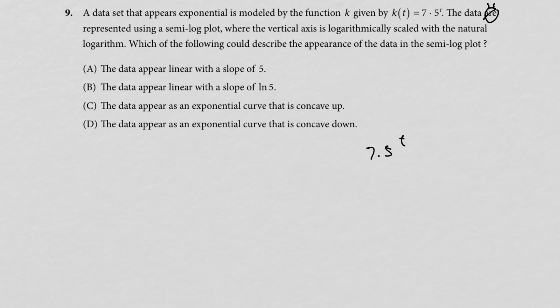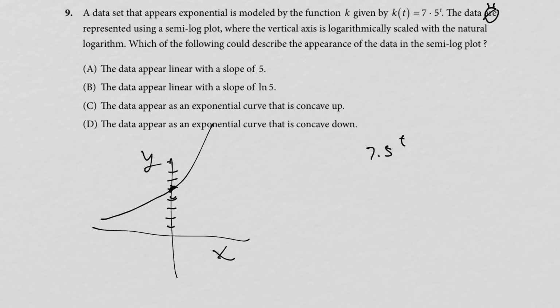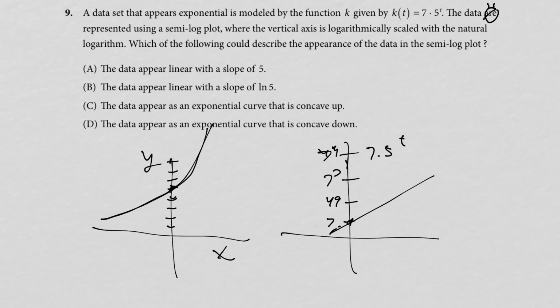Semilog plot. So 7 times 5 to the t power looks like this on a basic xy graph, where this is like 1, 2, 3, 4, 5, 6, 7, 8, 9, 10. But a semilog plot is where you would have like 7, and then 49 would be the same distance, because it's 7 squared, and then 7 times 7 times 7, whatever that is. When you graph the same points that look like an exponential curve on regular graph paper, those end up looking like a line on semilog. So the data appear linear.